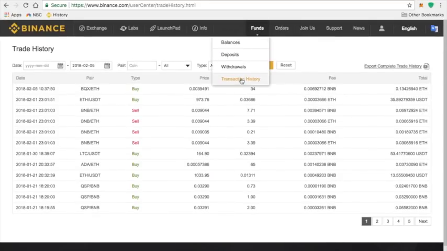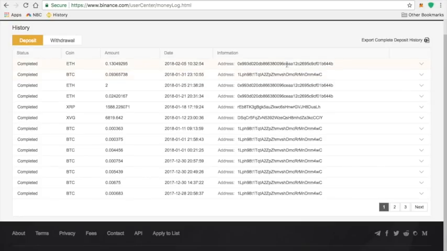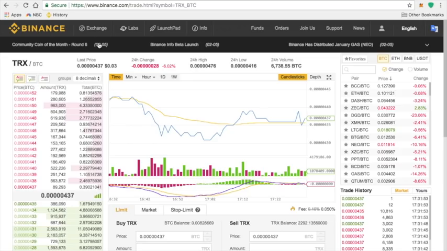When you go to funds, transaction history, it'll show you all your transactions there. So it shows you all the addresses, and you can go into it and look it up on the blockchain. You can do that. And let's say you want to exchange for a certain coin. So let's say you have Bitcoin and you're like, I want to buy some Ripple.